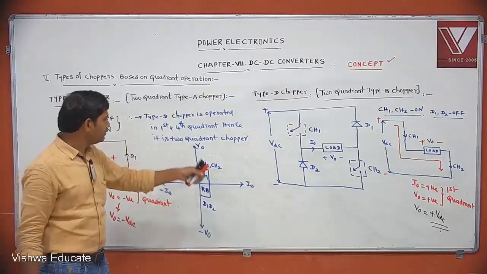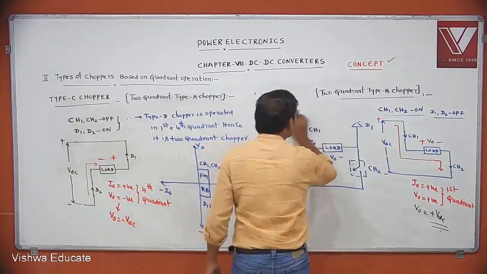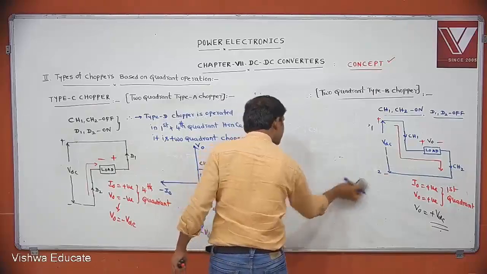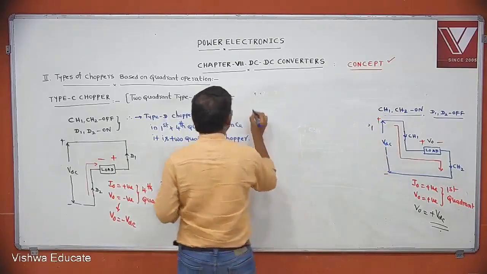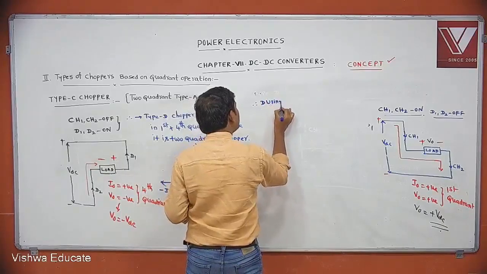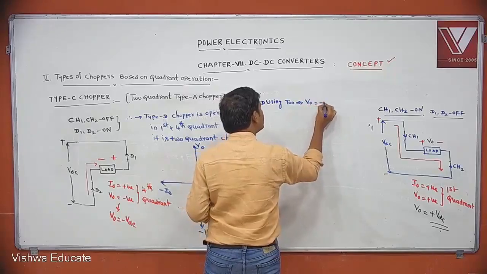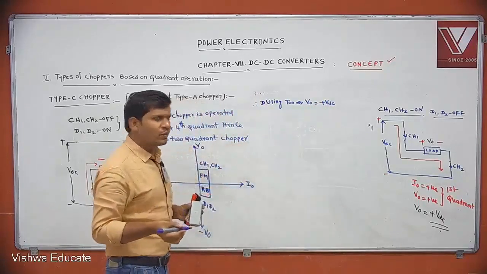Yes, it's okay. Tell me. How to calculate the average output voltage of type D chopper? During the switch on state, during T on, what is V naught equal to? During T on, V naught equals plus VDC. That is on and off, with respect to the switches you take.